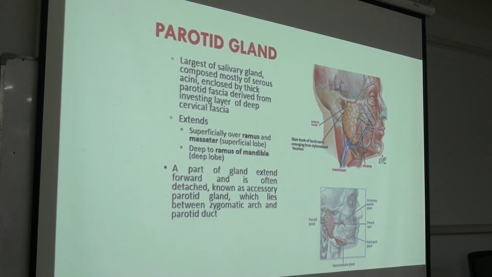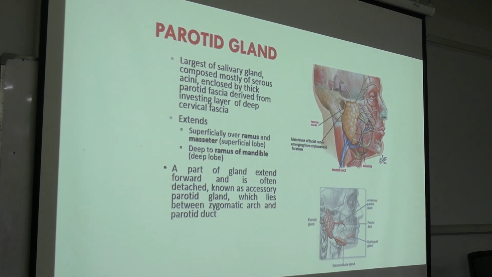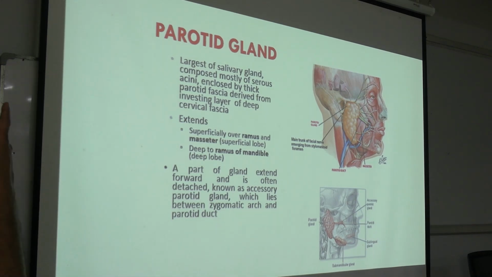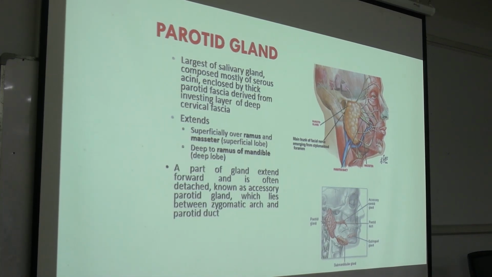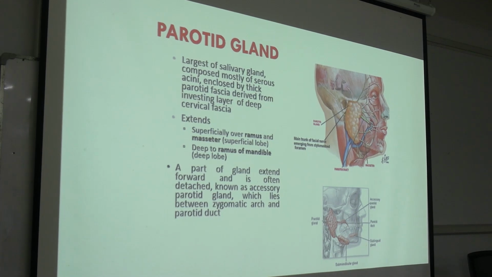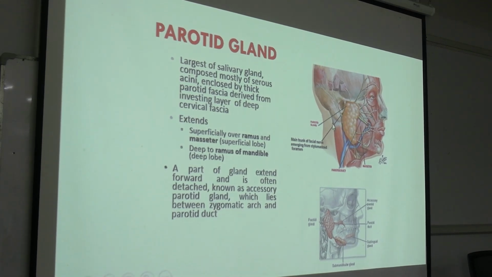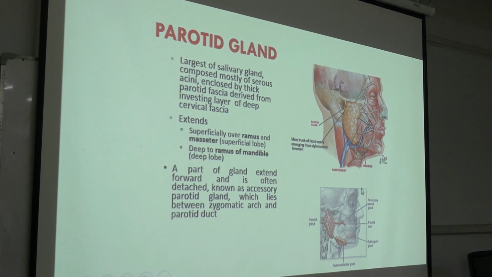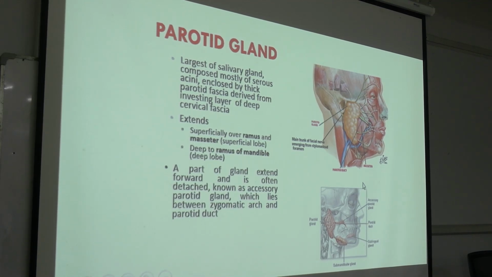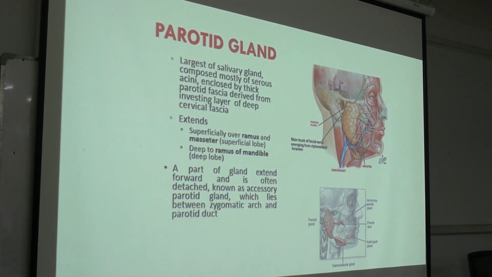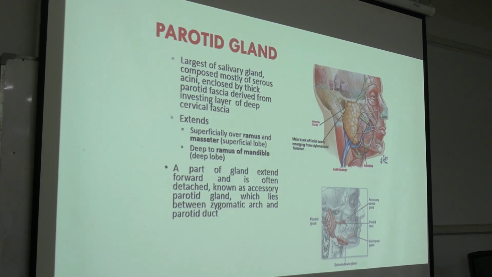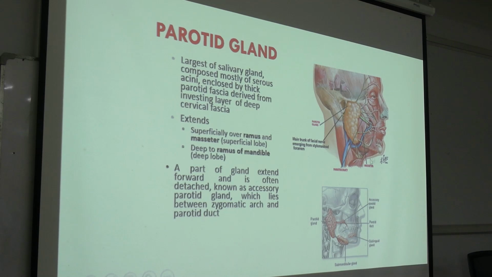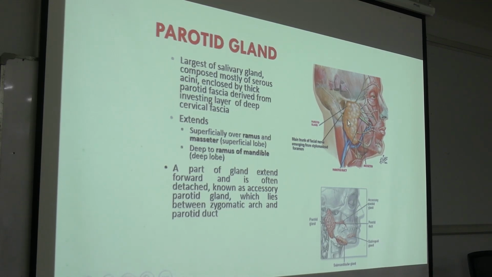Because of the tightness of the parotidomasseteric fascia, which extends from the mandible to the zygomatic process, and back inside this region we have the tympanic plate, the zygomatic process and the mastoid bone, we have a tight parotidomasseteric fascia, and because of it we cannot accommodate any expansion of the parotid gland. Whenever the parotid gland enlarges, it becomes painful.